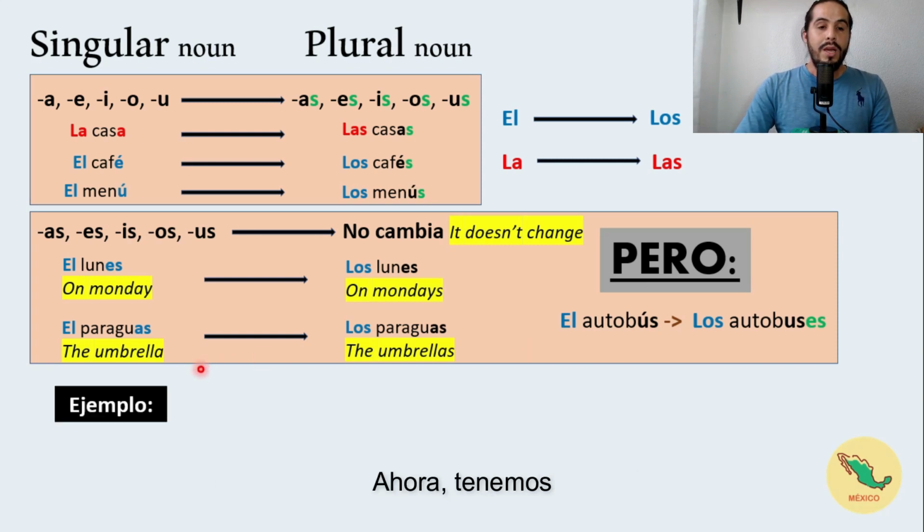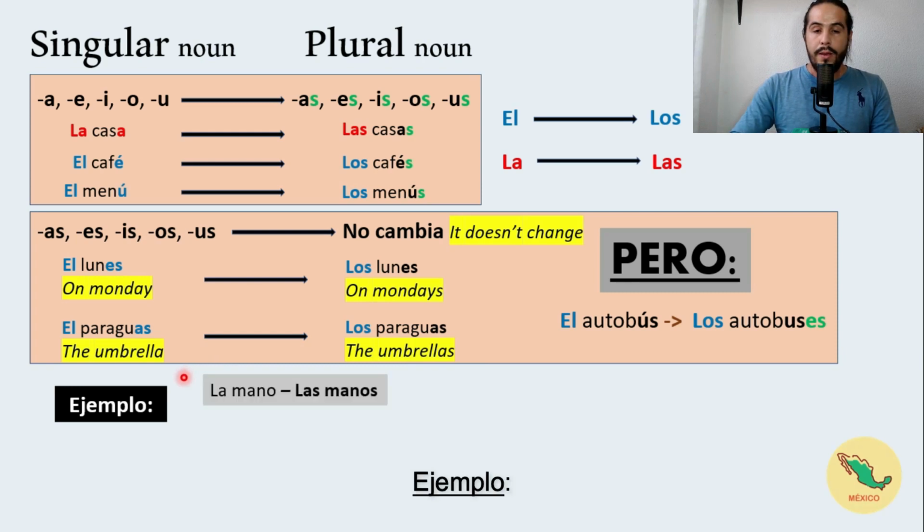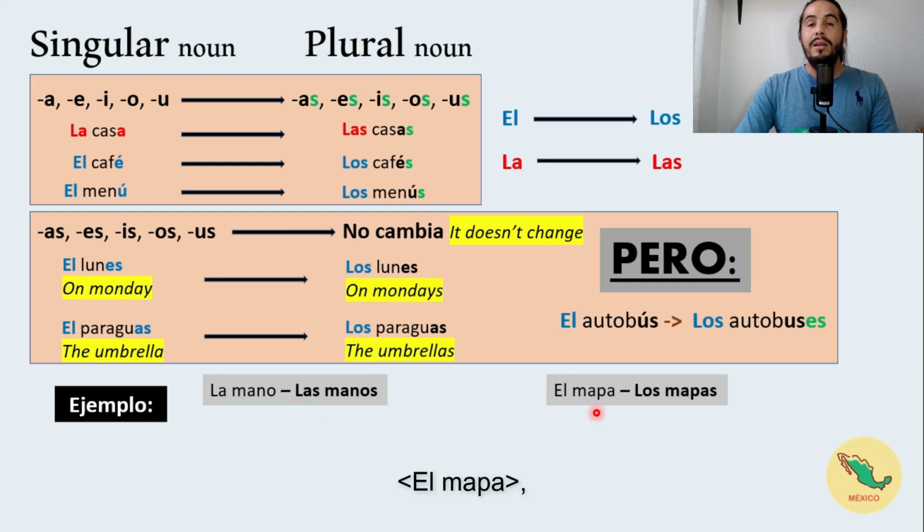Now, we have ejemplo. Ejemplo. La mano. Its plural form will be las manos. Las manos. El mapa. And its plural form, los mapas. Los mapas.